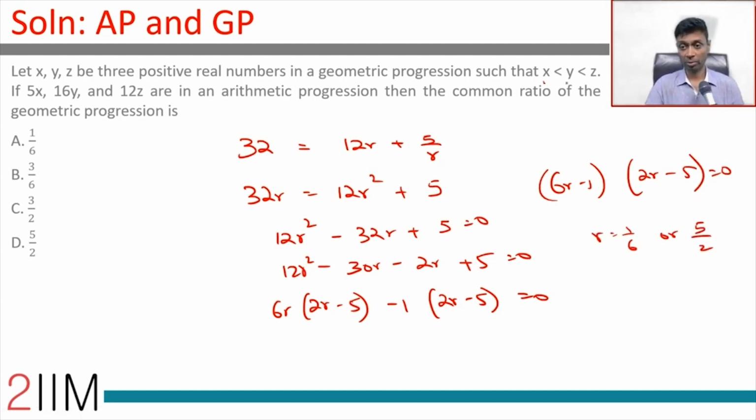Now this comes into the picture finally: x less than y less than z. So it's an increasing GP. So the terms become larger and larger. That means the common ratio should be greater than 1 because we're dealing with positive real numbers. A positive real number multiplied by a number greater than 1 will become bigger. If it is multiplied by a number less than 1, it will become smaller. So x less than y less than z tells us that the common ratio is not 1 by 6 but 5 by 2.